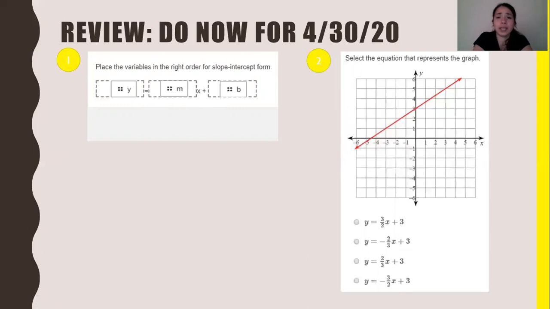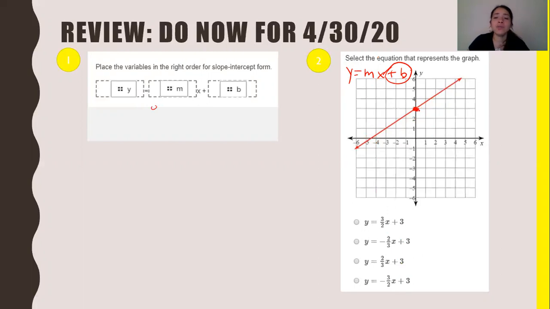For question number 2, it says select the equation that represents the graph. So right away, what I like to do is I like to look at my y-intercept and find that first. So in this case, our y-intercept, and let me go ahead and mark it, is 3. So we know that when we have y is equal to mx plus b, whatever is in this position is your y-intercept. So in this case, it should be positive 3. Notice all of them are positive 3. So I can't cancel any of them out yet.